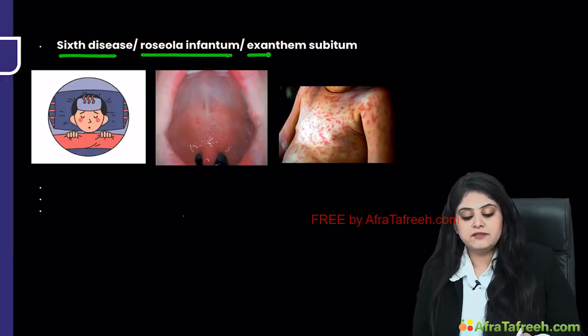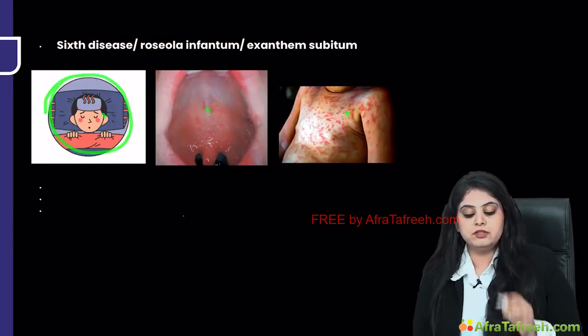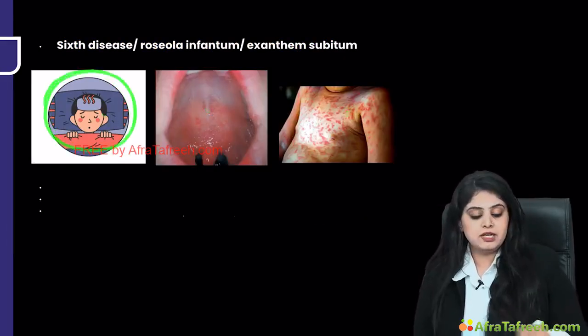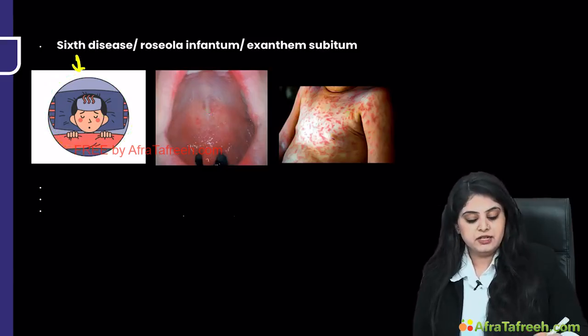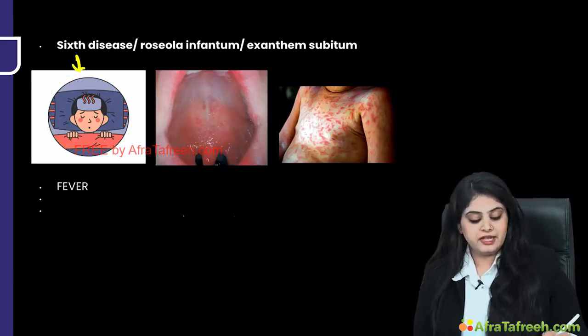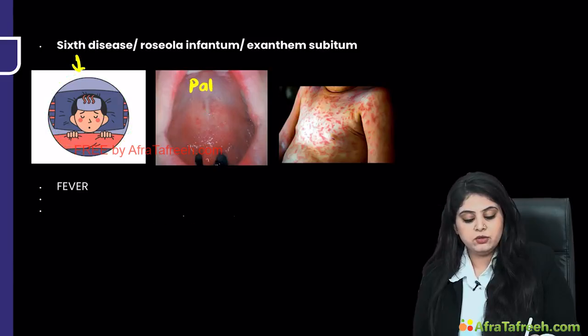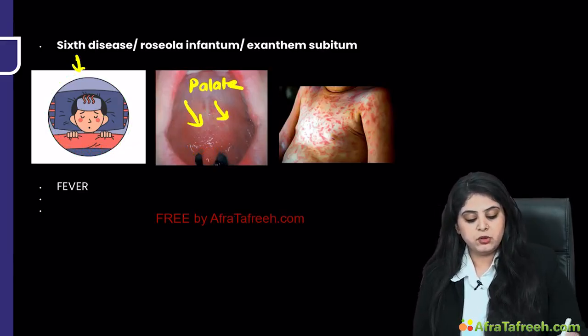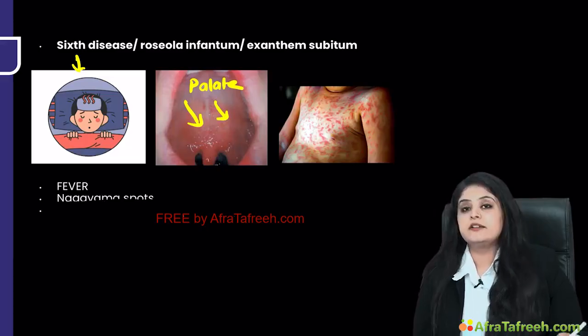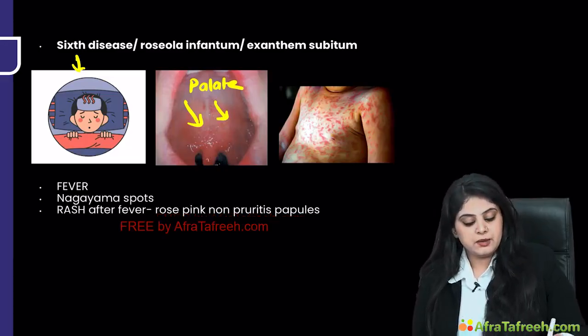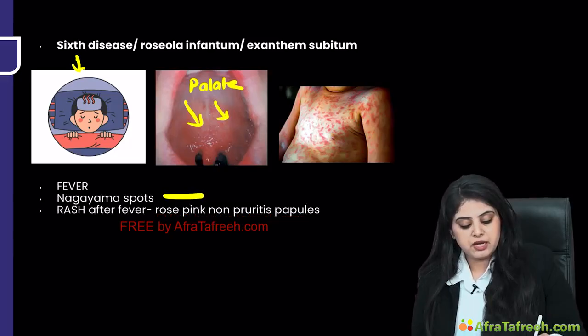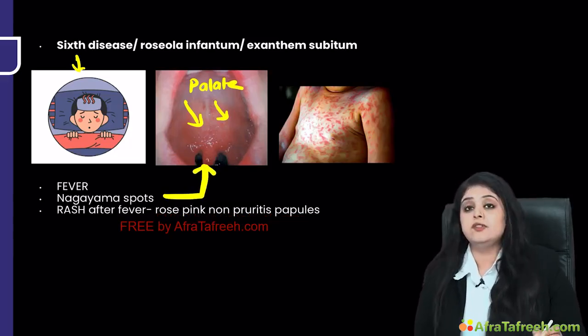6th disease or roseola infantum or exanthum subitum, I can see three things that you have to know. Number one, I can see that the child is having fever. Very well put up. Next, I can see that on the palate over here, there are definitely some spots. What are the spots on the palate known as? They are referred to as the Nagayama spots. So please remember, Nagayama spots are seen on the palate.